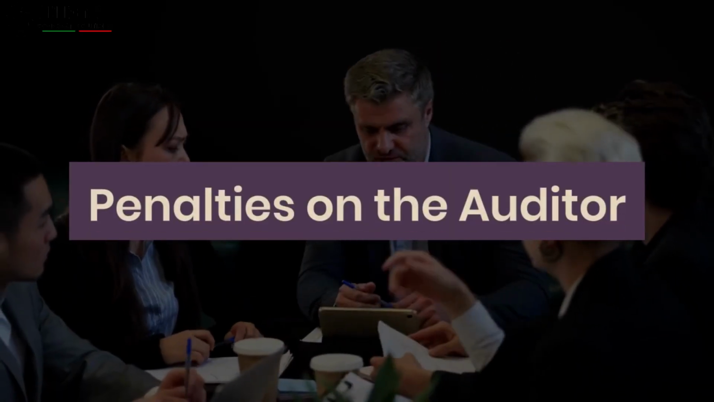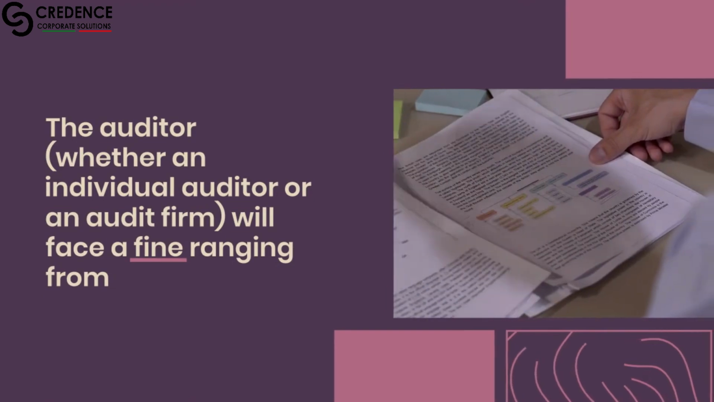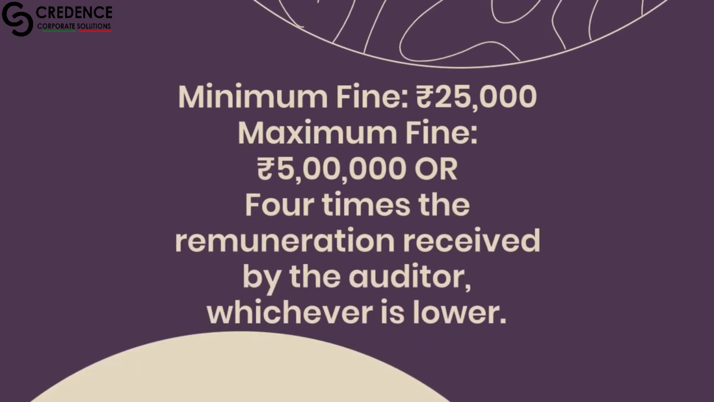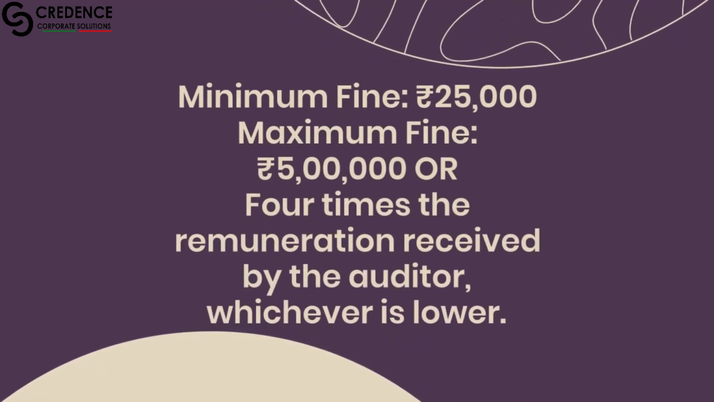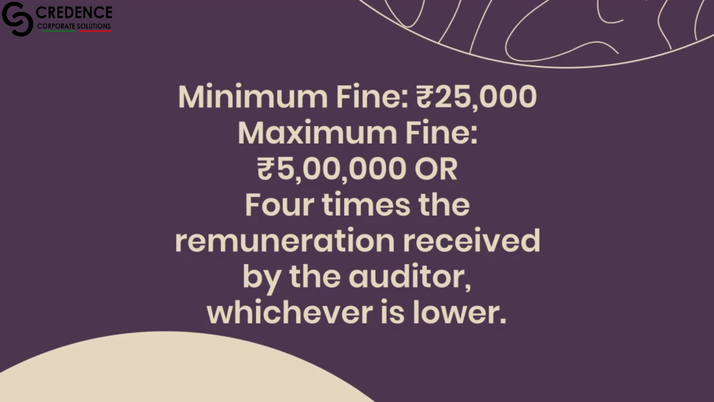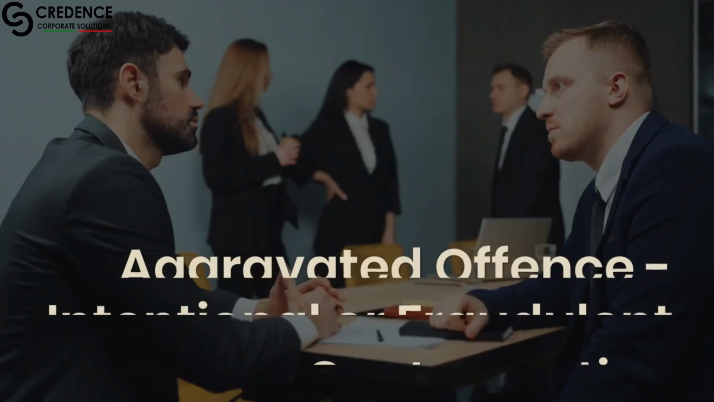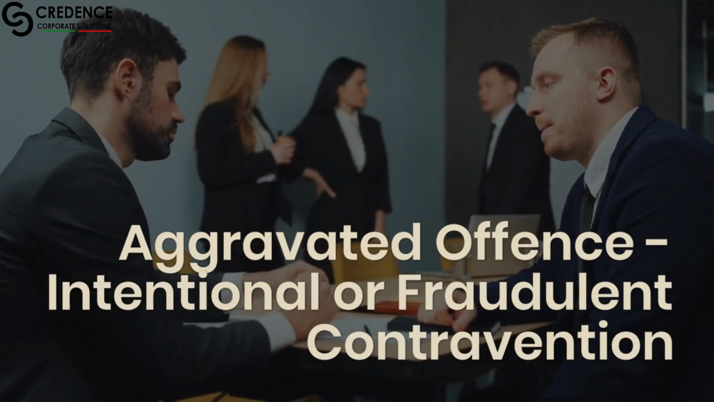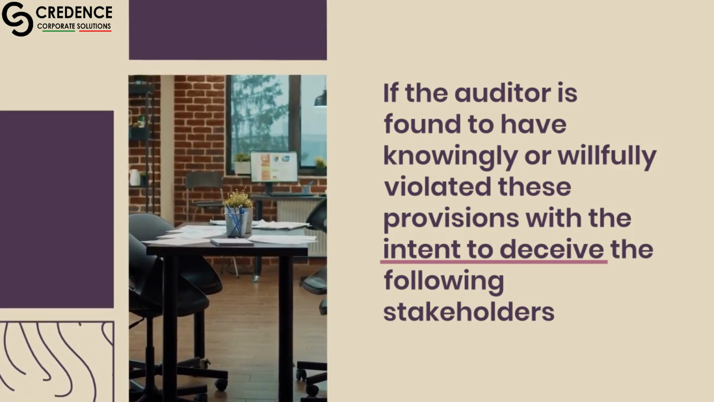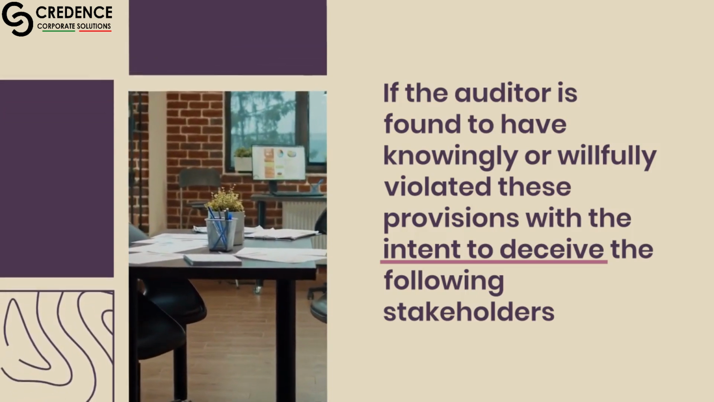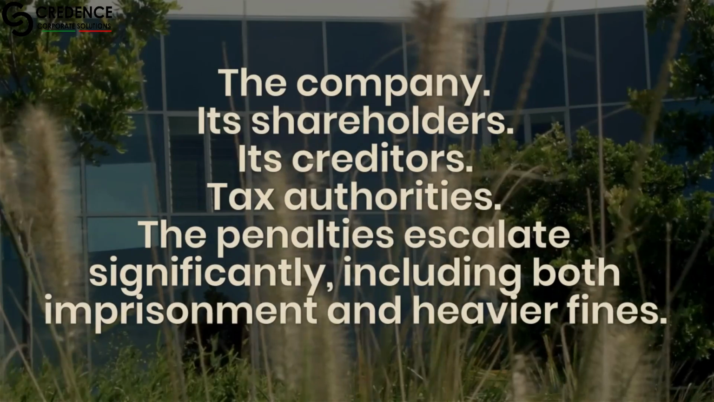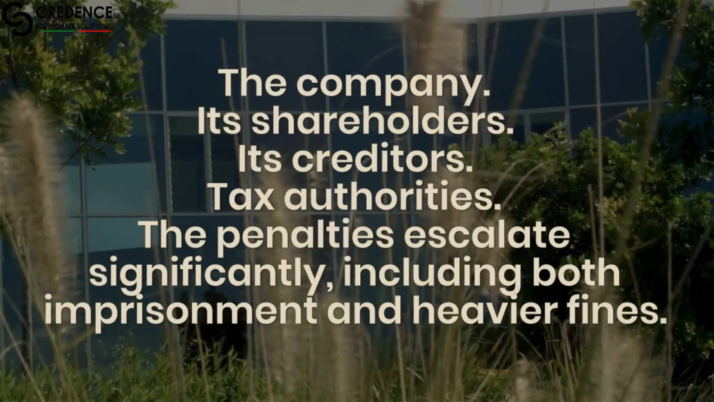Penalties on the auditor. The auditor, whether an individual auditor or an audit firm, will face a fine ranging from minimum fine, 25,000 rupees. Maximum fine, 5 lakhs rupees or 4 times the remuneration received by the auditor, whichever is lower. Aggravated offense, intentional or fraudulent contravention. If the auditor is found to have knowingly or willfully violated these provisions with the intent to deceive the following stakeholders: the company, its shareholders, its creditors, tax authorities.